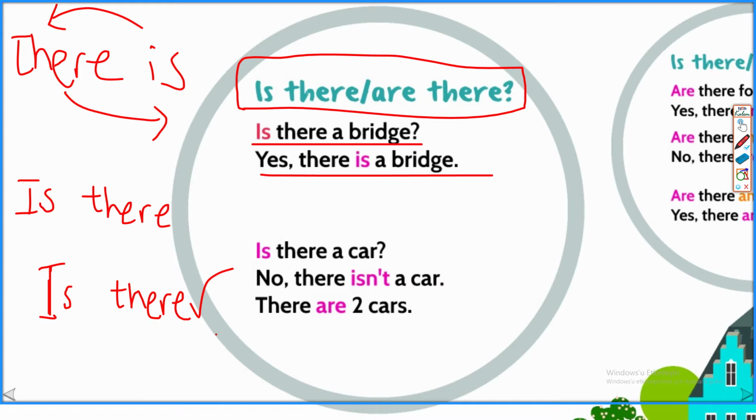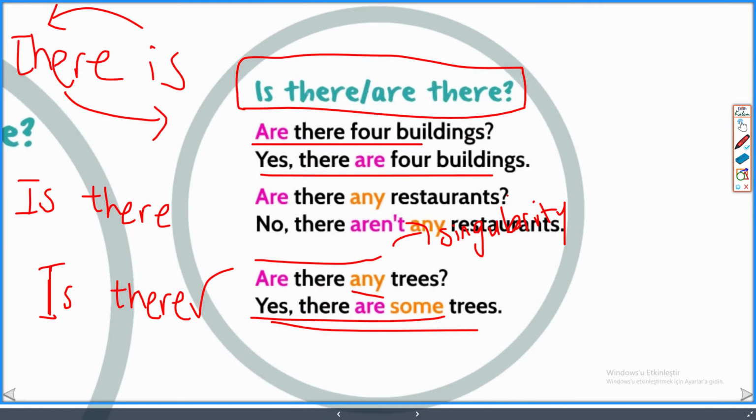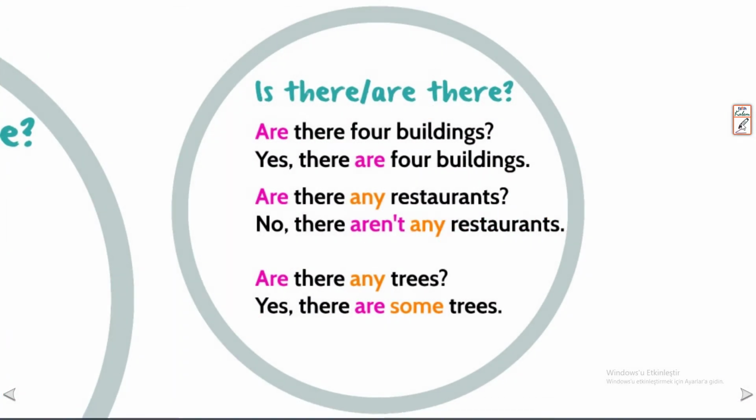Is there a bridge? Yes, there is a bridge. Is there a car? No, there isn't a car. There are two cars, and we are talking about singularity, but we have plural. There are two cars, not one car, my friend.